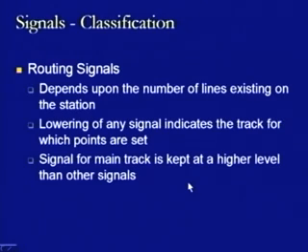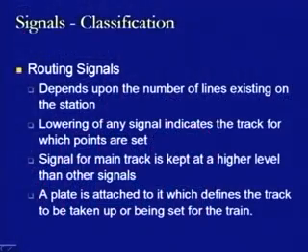The signal for the main track is kept at a higher level than other signals. If all the signals of our routing condition have been placed on the same post, then the signals related to the main track will be kept at a higher level, whereas the rest of the signals, which route the train onto the loop lines provided, will remain at a lower level. This basically helps the driver understand whether we are moving on the main track or on the other loop line tracks.